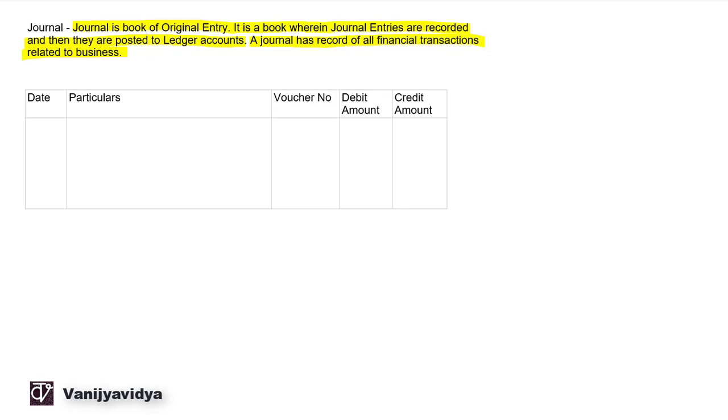So this is a format of journal entry. You will have date, particulars, voucher number, and debit amount and credit amount. Now here, since this is a double entry system, your debit amount should be equal to your credit amount in every journal entry.